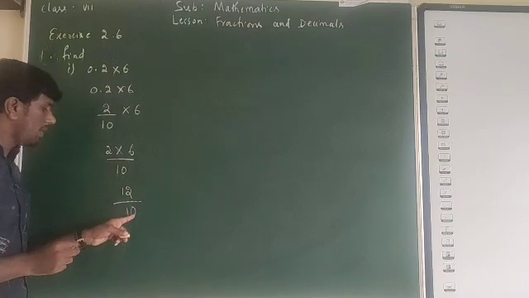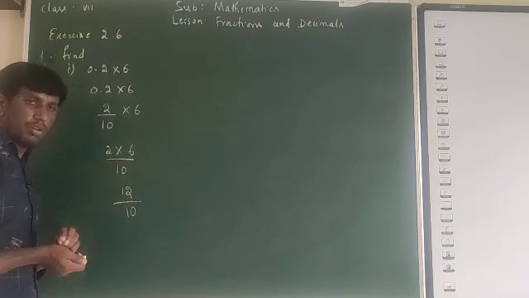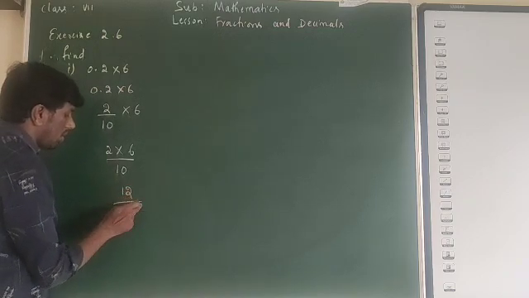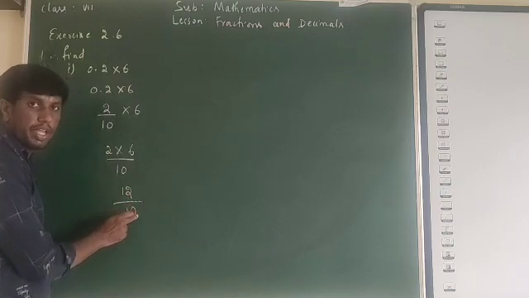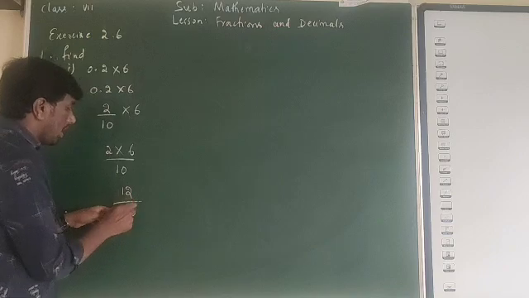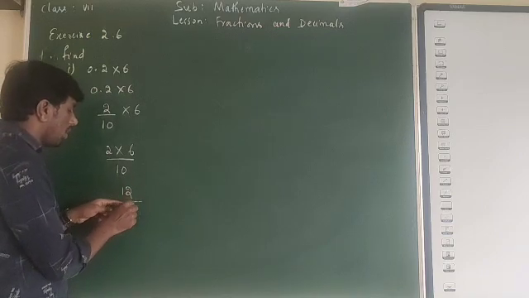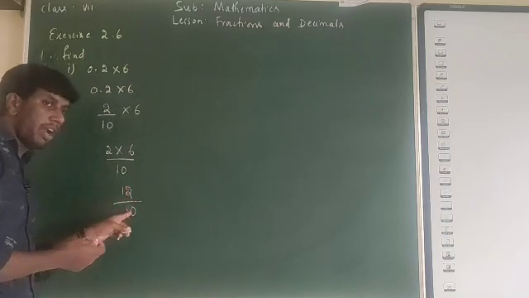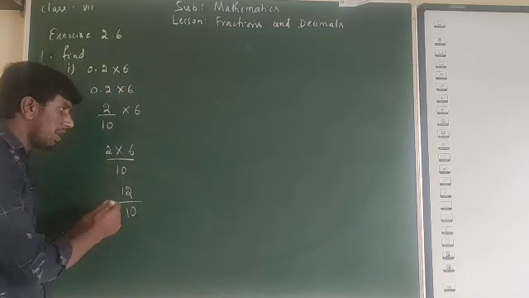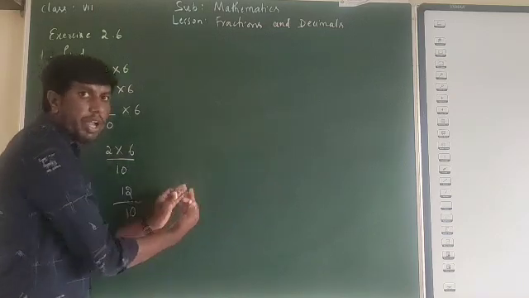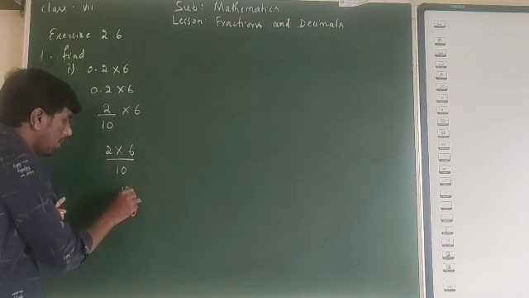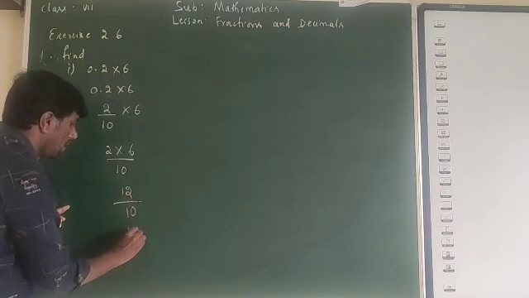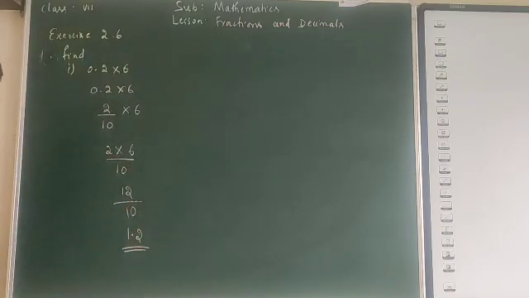Now observe that the denominator is 10. By default I am having a decimal point at the last. Since we are dividing by 10, how many zeros do I have? One. Since I am dividing, not multiplying, the decimal point will be shifted to the left. Remember that: while multiplying, right side; while dividing, left side. Dividing by 10, there is 1 zero, so the decimal is shifted 1 place. It is 1.2. Answer is 1.2.